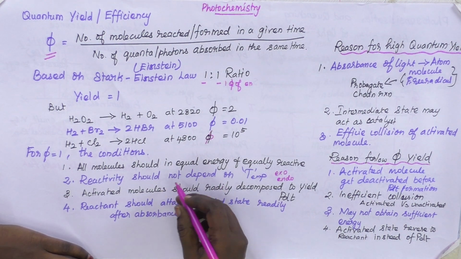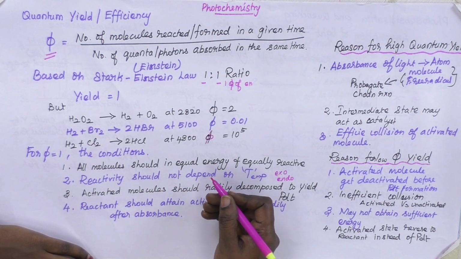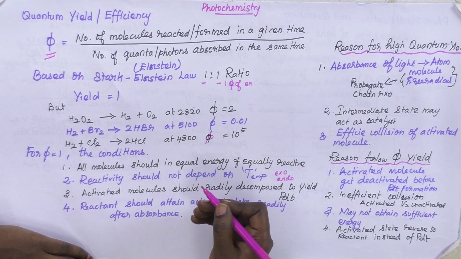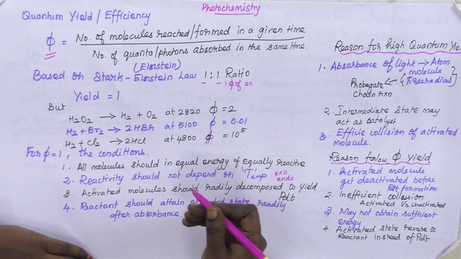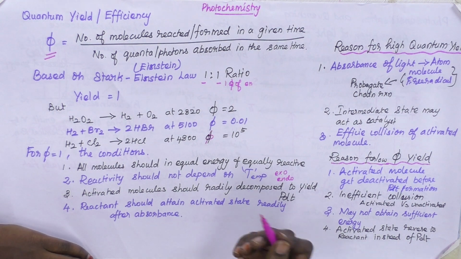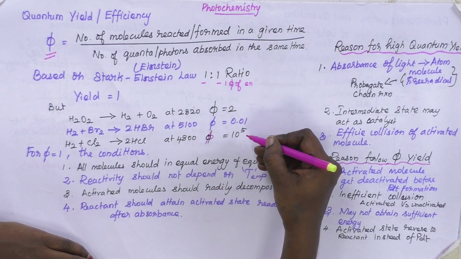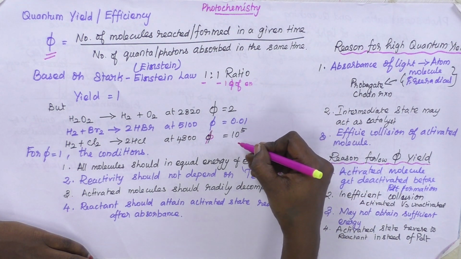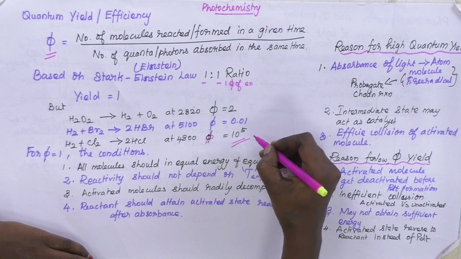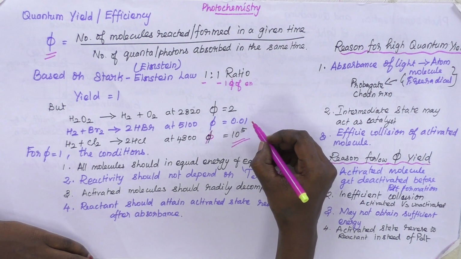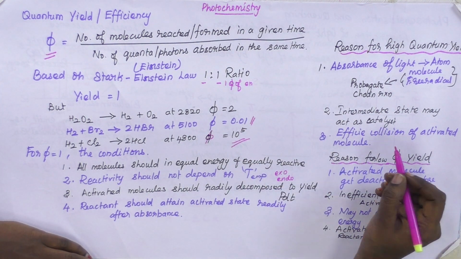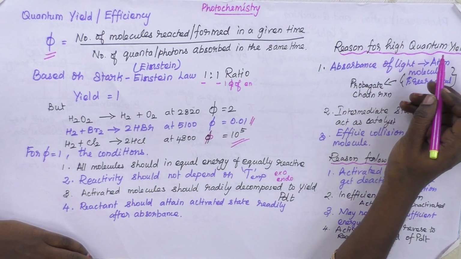So, if all these things happen in a molecule during the photochemical reaction, the yield of the reaction may be 1. But we find many variations in the yield, and we have some reasons why the quantum yield of a particular reaction is very high, and why some photochemical reactions have a low quantum yield. First we see the reasons for high quantum yield.